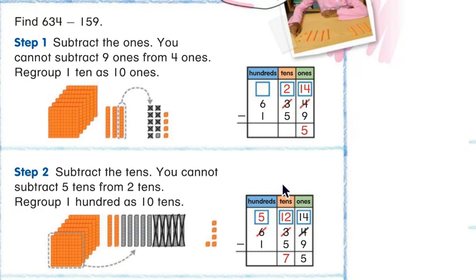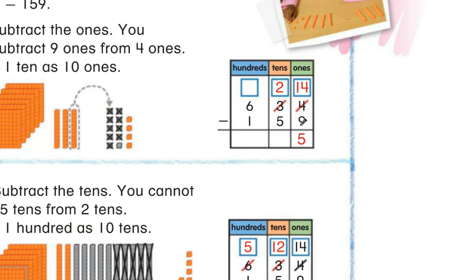So when we are subtracting three-digit numbers, we have three steps that we need to take. The example problem we're going to do today is 634 minus 159. Step one is we need to subtract from the ones place. If we look here, we have 4 and 9.